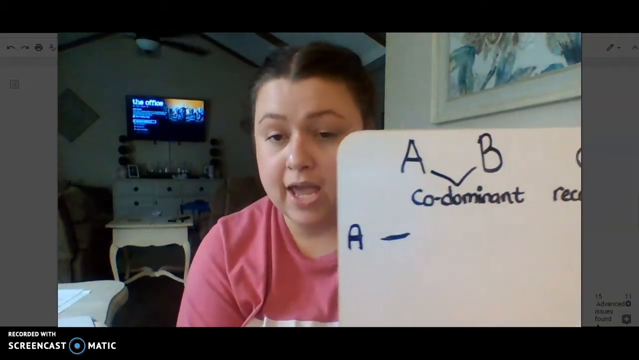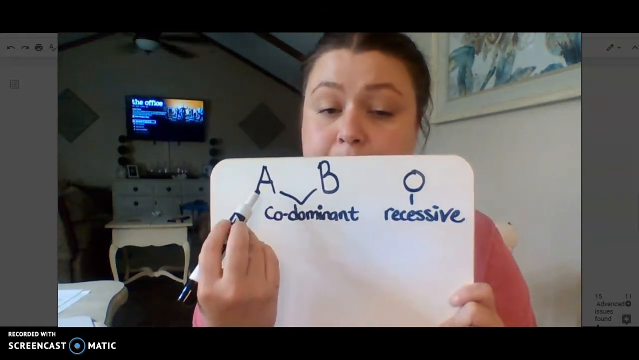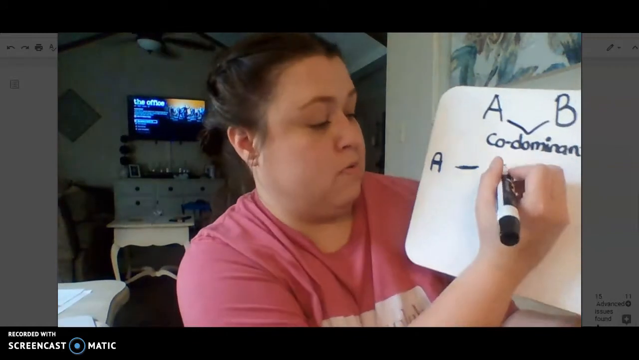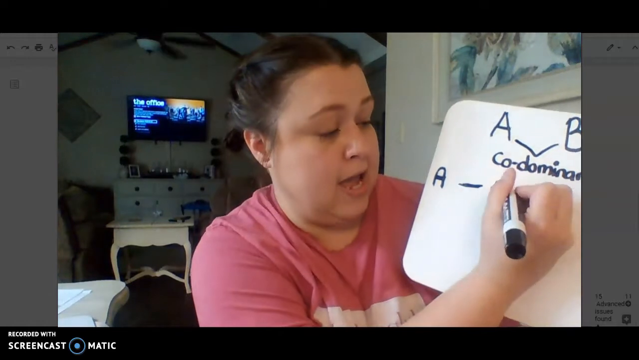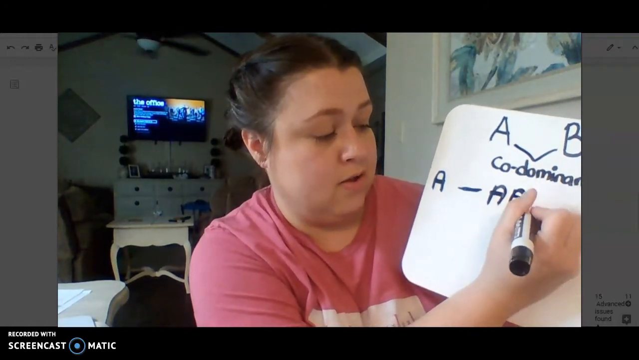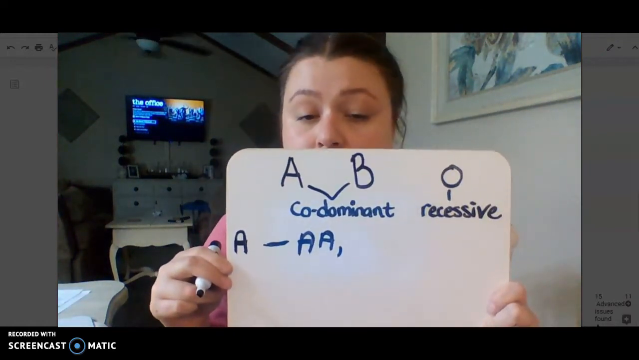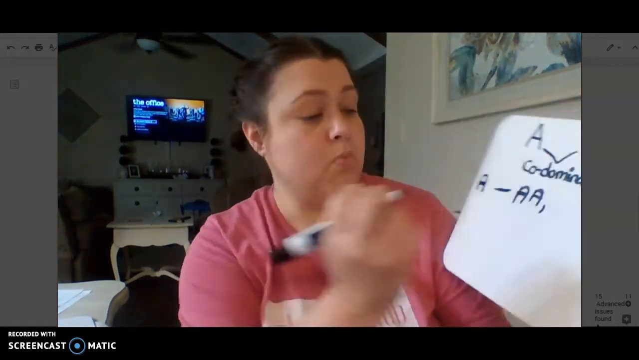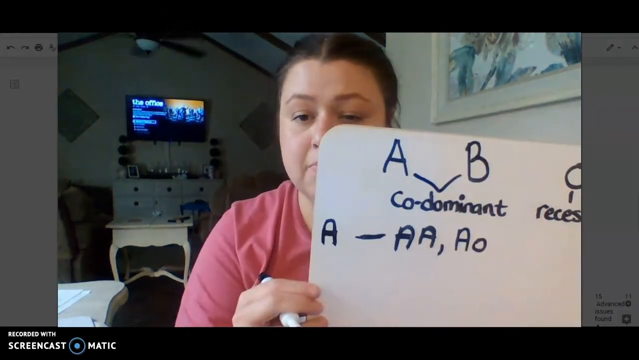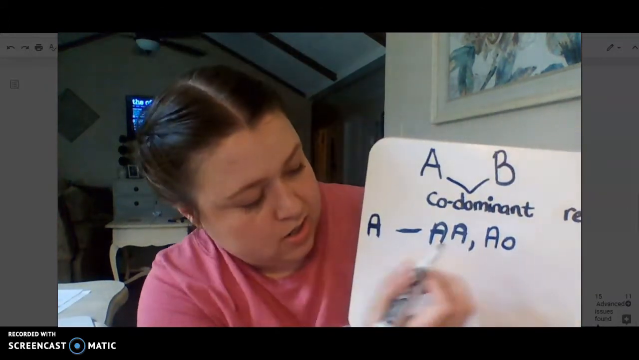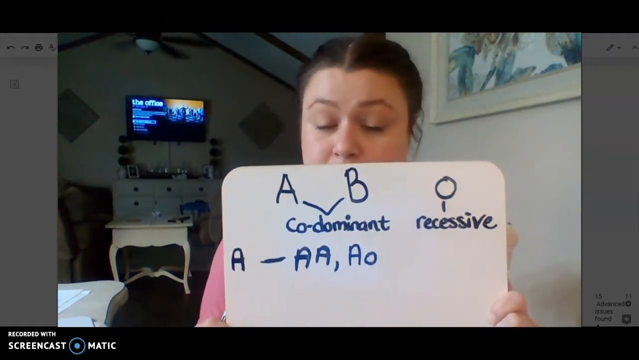If you have blood type A, we know right off the bat that you're going to have the A allele because that's what makes you have A blood. So we're going to go ahead and put an A. And then you could be AA, meaning you're homozygous for A blood type. Or you could be AO, because the A is dominant over the O, and so that would make you have A blood type.